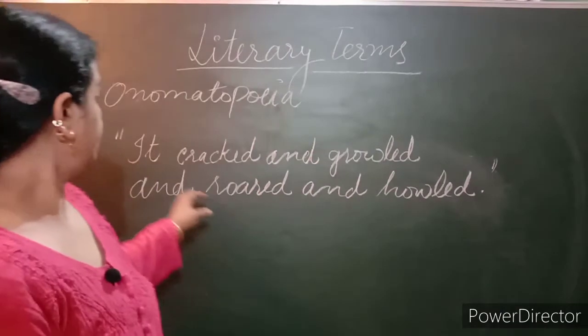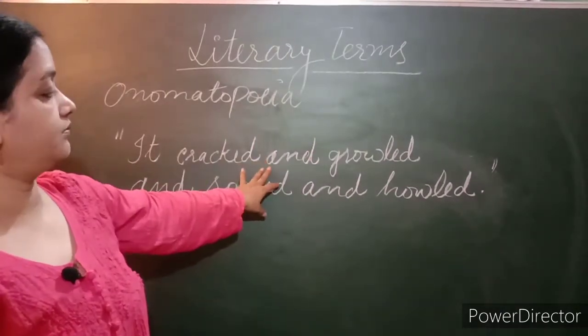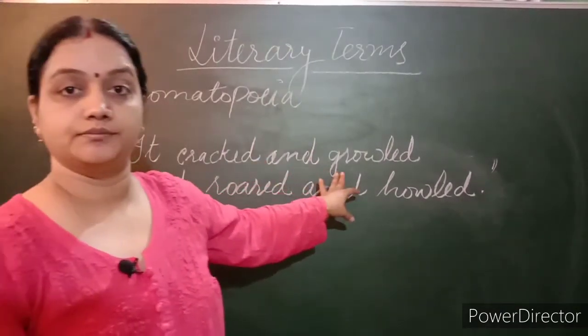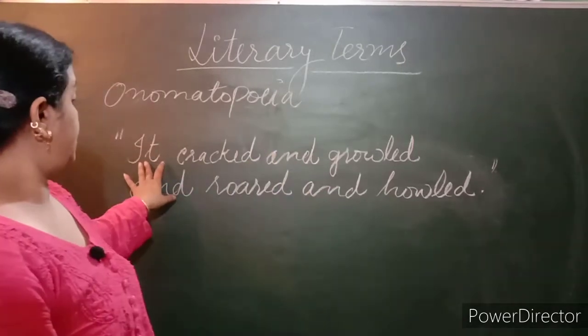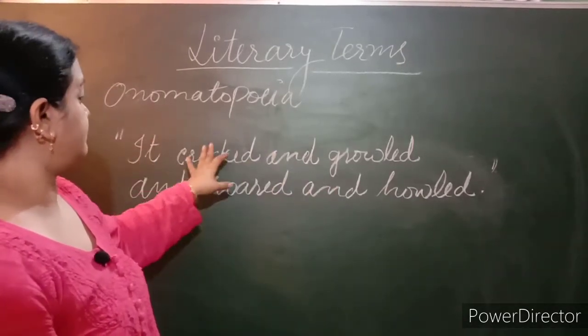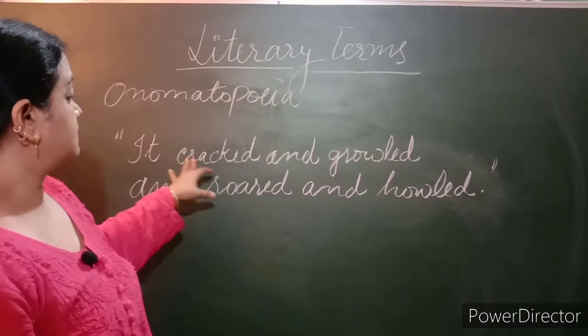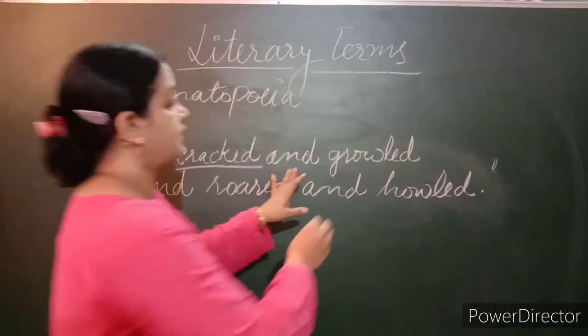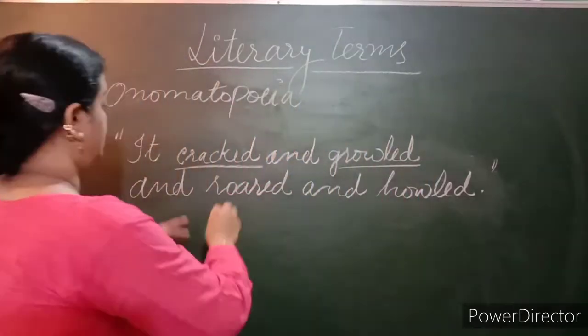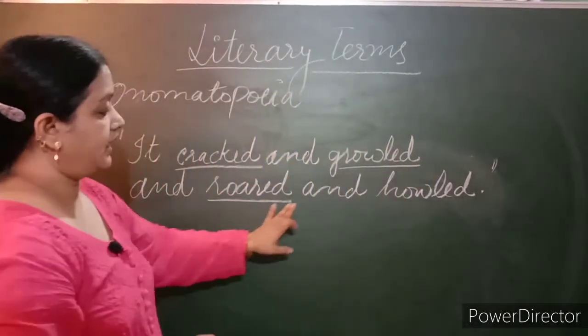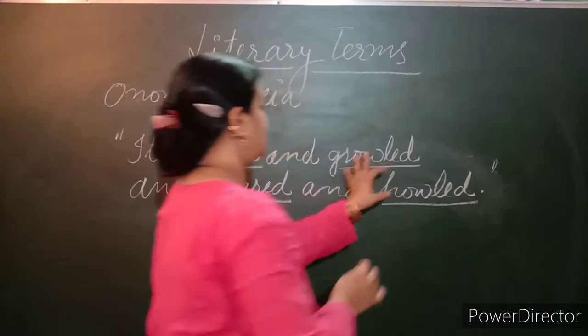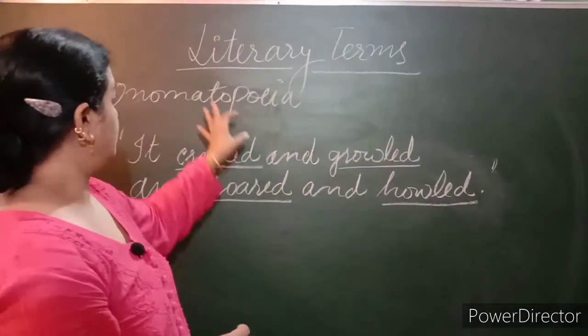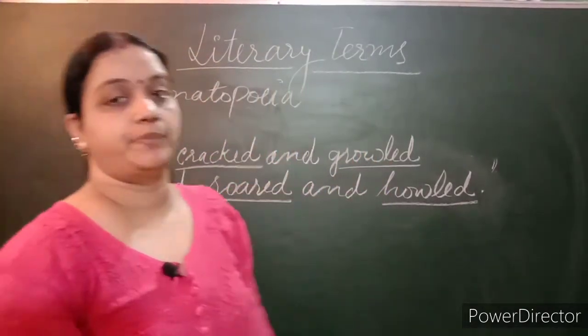This line has been taken from the poem The Rime of the Ancient Mariner, and this line shows that yes, there is Onomatopoeia. It cracked. The sound cracked has been used here. Growled, roared and howled. Four sounds are here. So in this line there is Onomatopoeia.